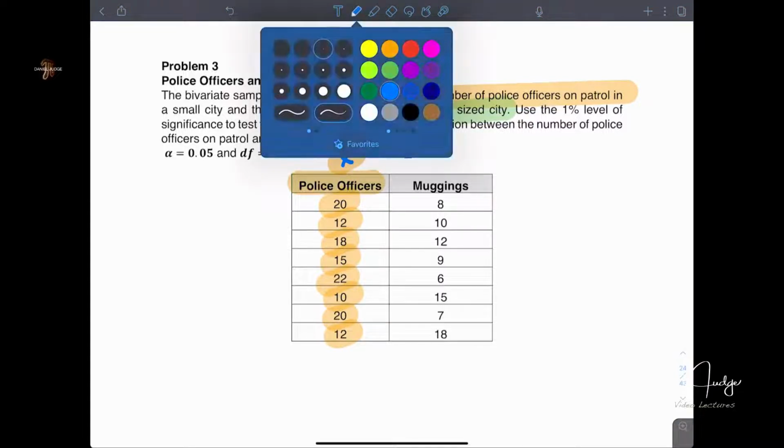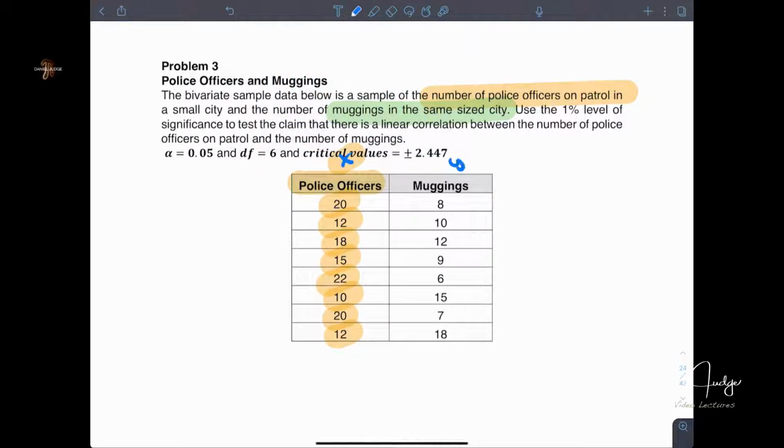And this is our independent variable. And our dependent variable is the number of muggings in that same city. So we've got the bivariate pair of data. Let's verify how many data values: 1, 2, 3, 4, 5, 6, 7, 8 data values. So that's a small sample, ladies and gentlemen. Anything no more than 30 is small.